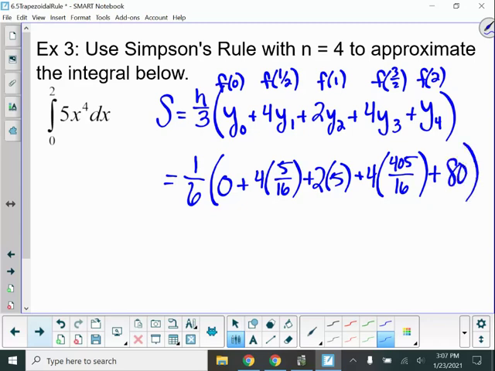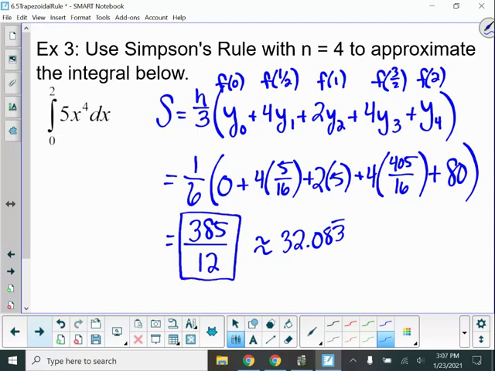So when you go through and do this, you end up with 385 over 12. This actually approximates to 32.083 repeating. And if you find the actual value is 32, so this error is actually 0.26. So this does give us a really great approximation of the area underneath the curve.